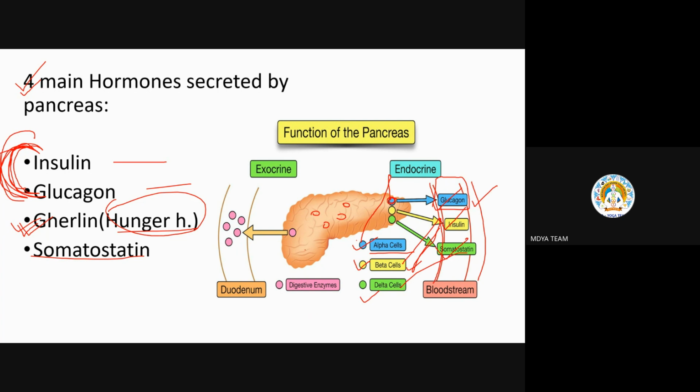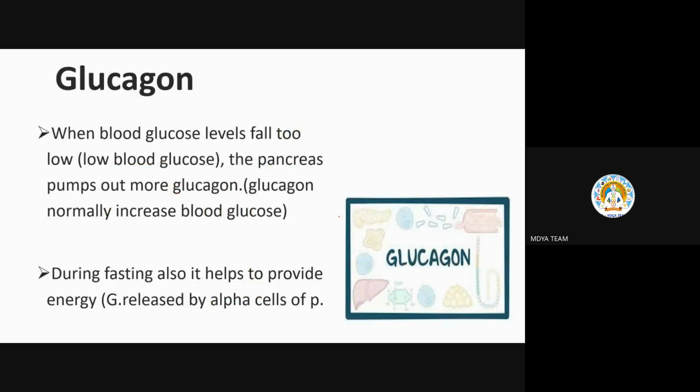Other digestive enzymes are also released into the duodenum. The main focus is the alpha and beta cells of the pancreas. These cells release hormones like glucagon, insulin, somatostatin, and ghrelin. You have to remember what alpha cells release and what beta cells release. Beta cells release insulin.